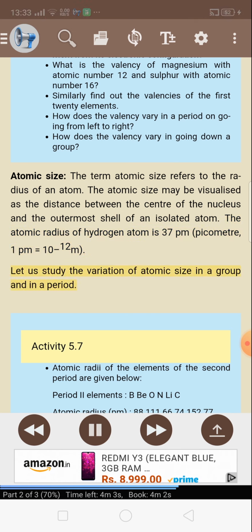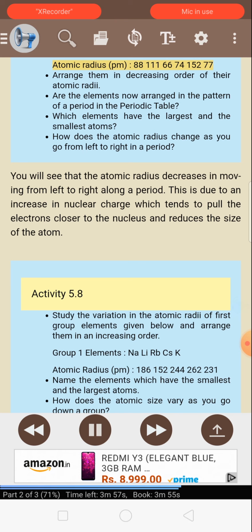Let us study the variation of atomic size in a group and in a period. Activity 5.7. Atomic radii of the elements of the second period are given below. Period 2 elements: B, Be, O, N, L, C. Atomic radius in pm: 88, 111, 66, 74, 152, 77. Arrange them in decreasing order of their atomic radii. Are the elements now arranged in the pattern of a period in the periodic table? Which elements have the largest and the smallest atoms? How does the atomic radius change as you go from left to right in a period?